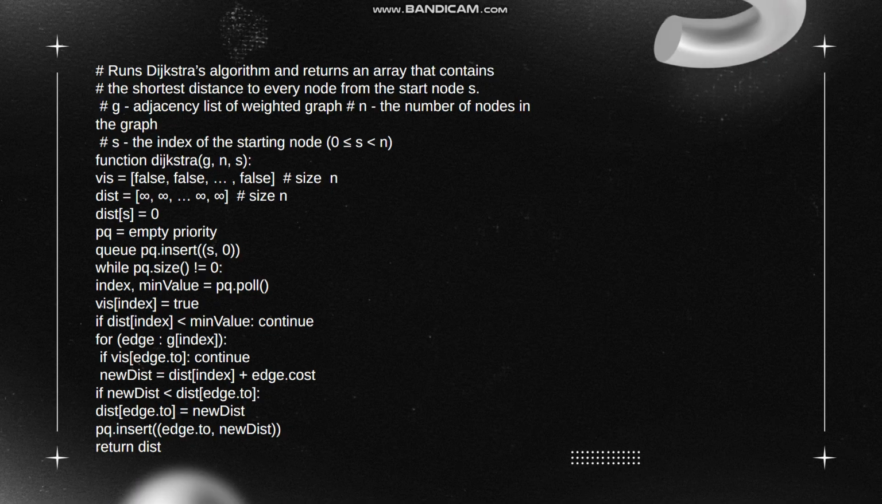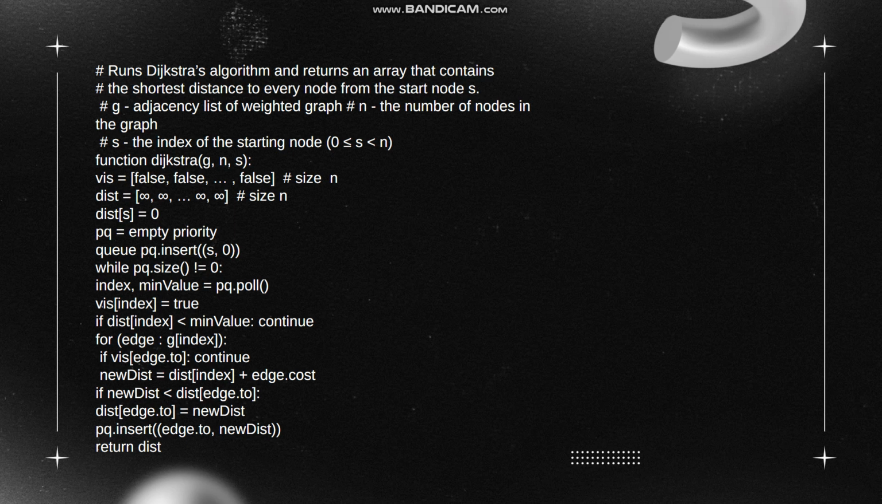Here we see the code. So we run Dijkstra's algorithm that returns an array that contains the shortest distance to every node from the start node S. We have 3 values. G is the adjacency list of the weighted graph, N is the number of nodes in the graph, and S is the index of the starting node. So function Dijkstra with G and S. And then we have a Boolean array vis, which has values of false. So false means not visited.